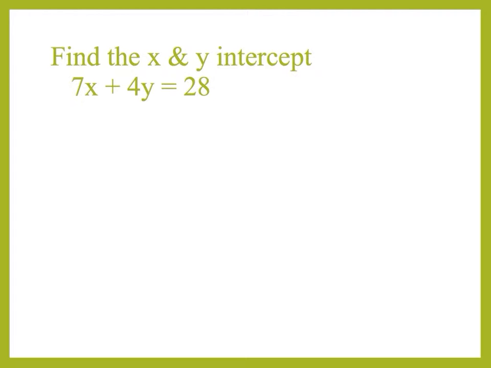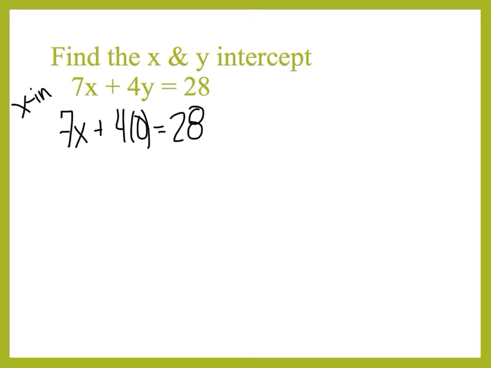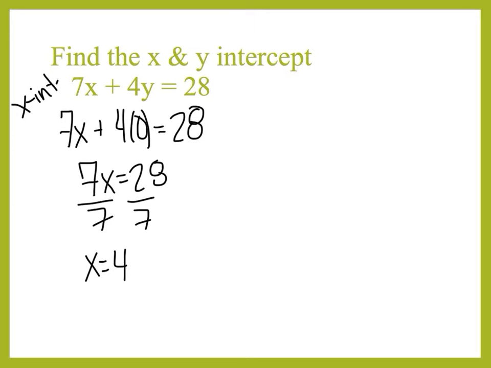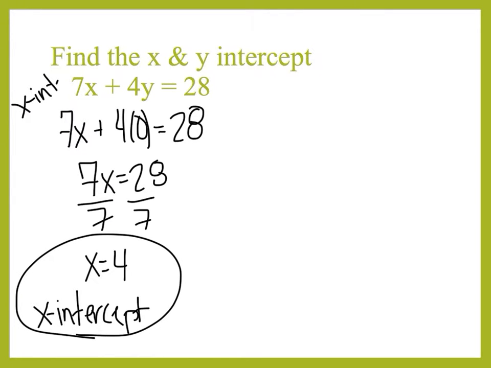Let's start with that. Now if we're looking for the x-intercept, y is going to equal 0. So I can take 7x plus 4 times 0 equals 28. I'm looking for the x-intercept. So here it makes 7x equal to 28. Divide by 7, and x is equal to 4. So my x-intercept is equal to 4.